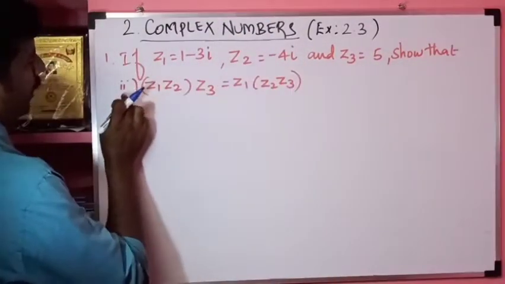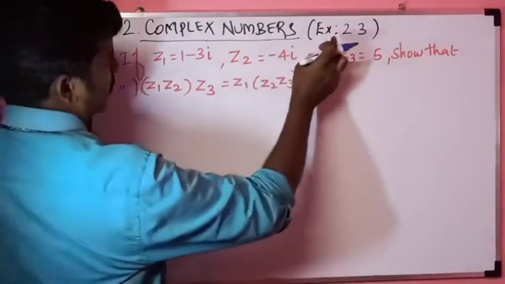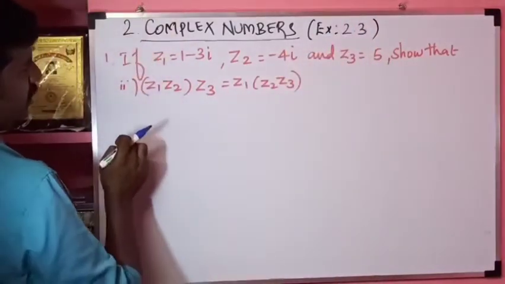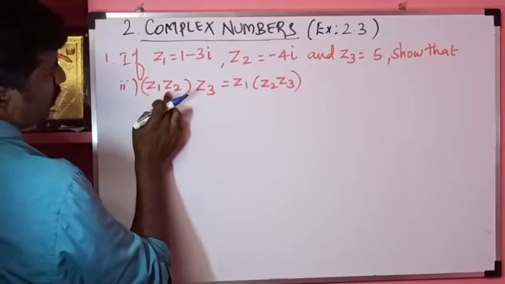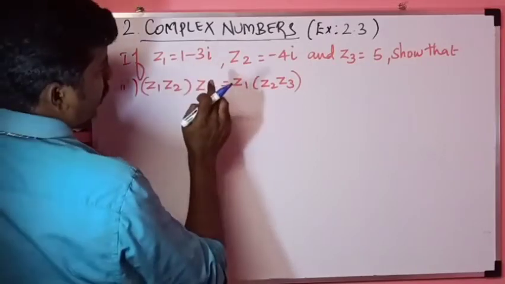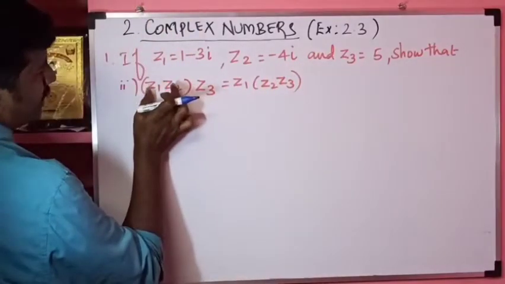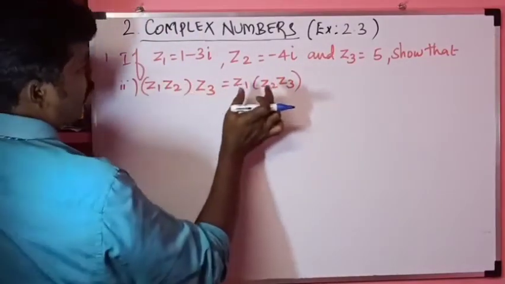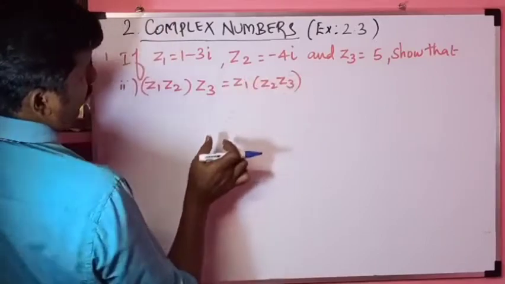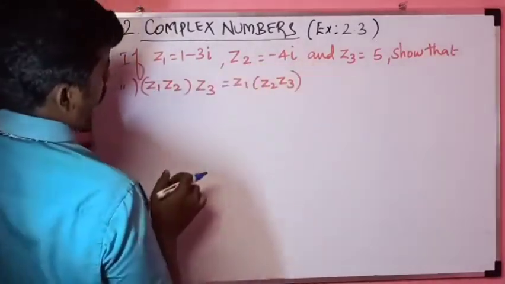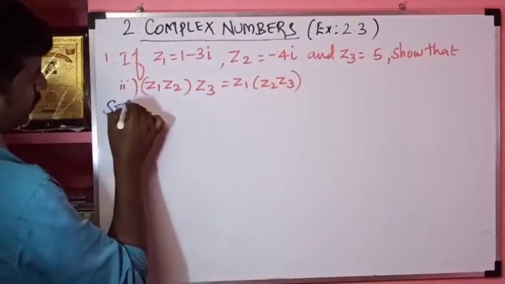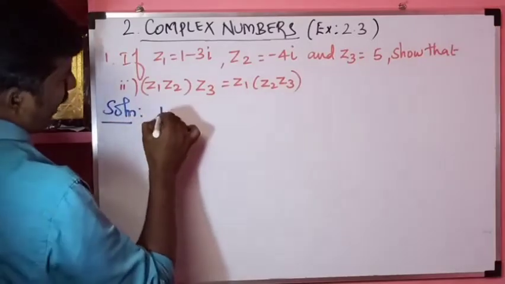See the second part in the first question of Exercise 2.3. Here (z1 z2) z3 is equal to z1 (z2 z3). Here z1 z2 is in the bracket, here z2 z3 is in the bracket. We have to prove both are equal. Right? Here is the solution. Take the LHS side.